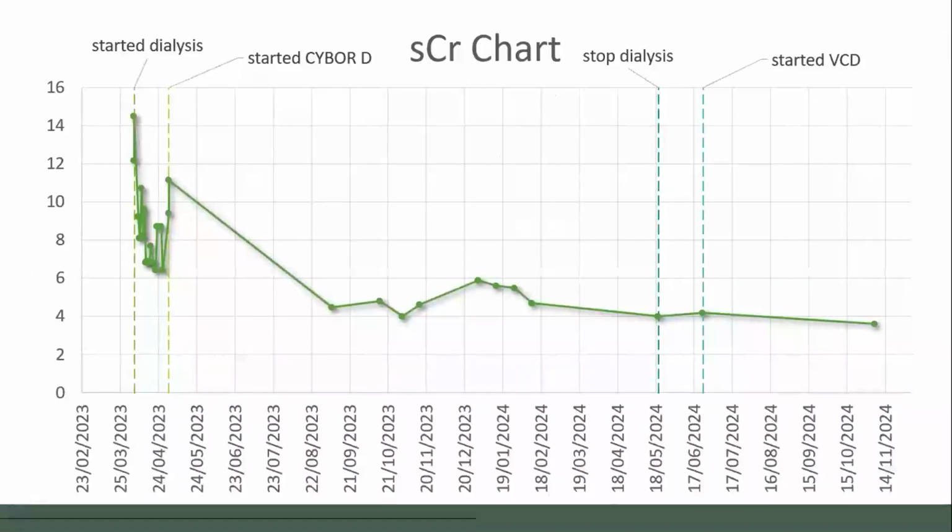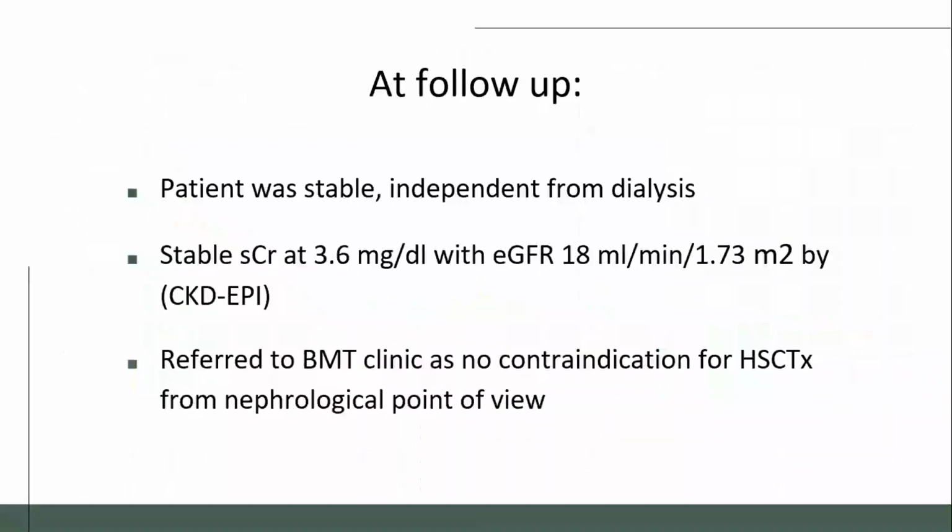We revised her serum creatinine along the course of treatment. You can see that she started dialysis at the point of 15 milligram per deciliter of her serum creatinine, and then she started her chemotherapy. Serum creatinine decreased to 4 milligram per deciliter. She stopped the dialysis, started her VCD protocol, and serum creatinine showed a slight decrease to 3.6 milligram per deciliter and became stable, and this may correspond to being in complete remission.